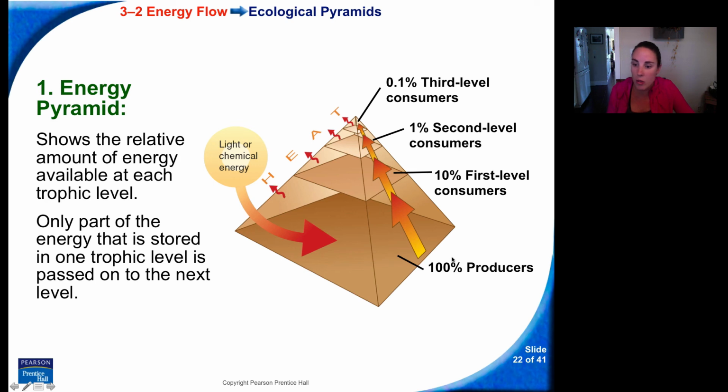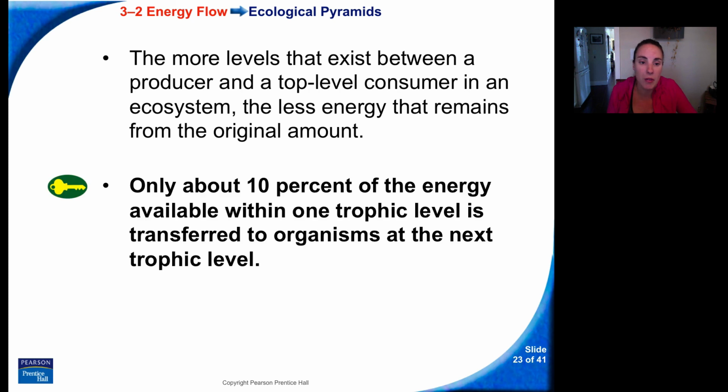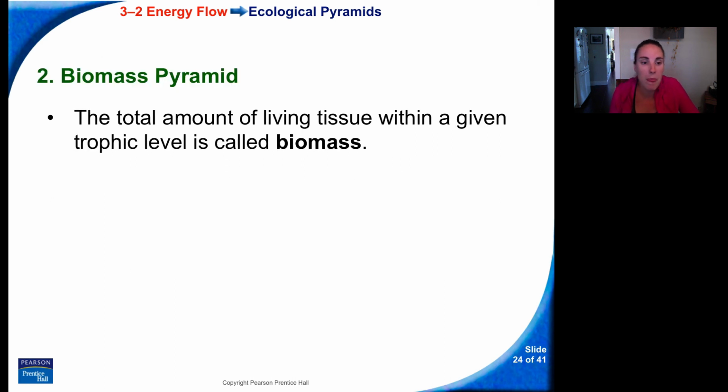If we start at 100% energy at the producer level, first level consumers or primary consumers only have 10% of the energy, then 1%, then 0.1% as you go up. The more levels that exist between a producer and top-level consumer in an ecosystem, the less energy that remains from the original amount. Only about 10% of the energy available within one trophic level is transferred to the organisms at the next trophic level.